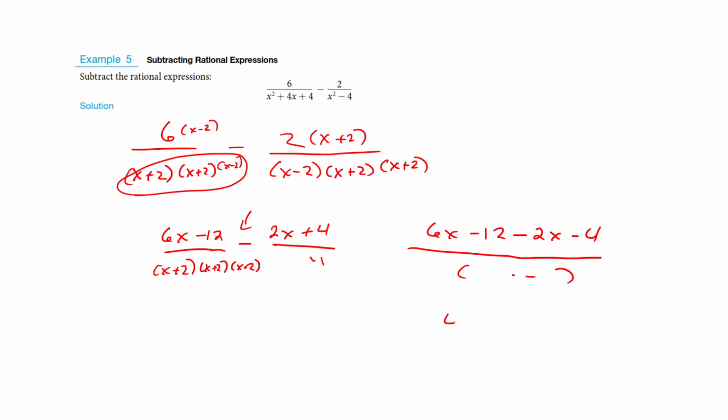Okay, so I combine like terms. I get 4x minus 16. And then I was checking to see if it factors further.